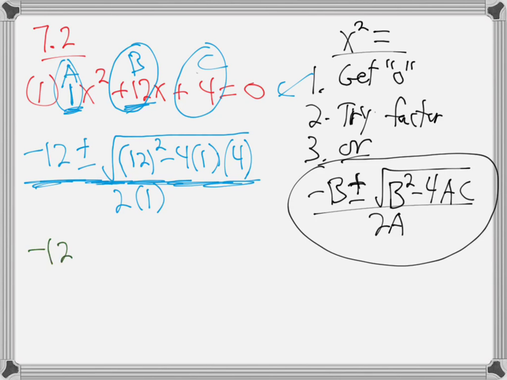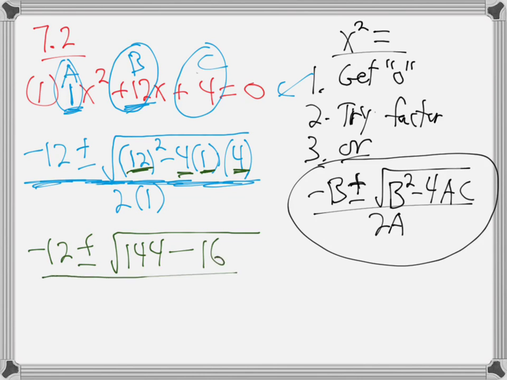So negative 12 plus or minus. Now, just use your calculator. 12 squared, 12 times 12, 144, your calculator will tell you if you don't already know. Minus 4 times 1 times 4, 16. All over 2 times 1, it's just 2.